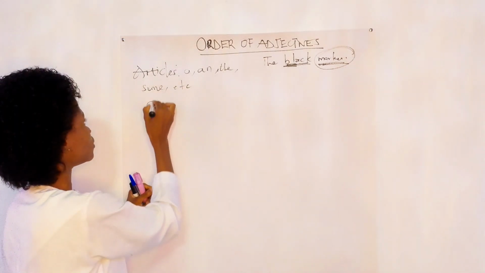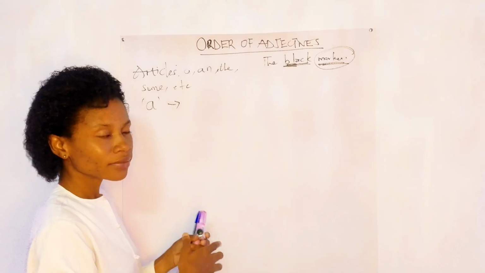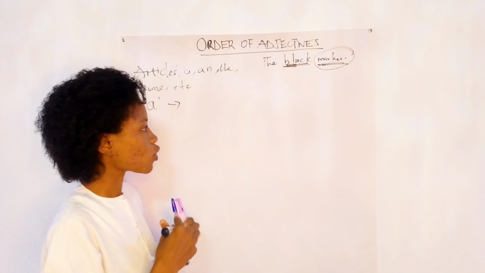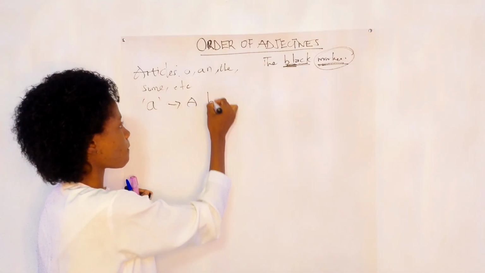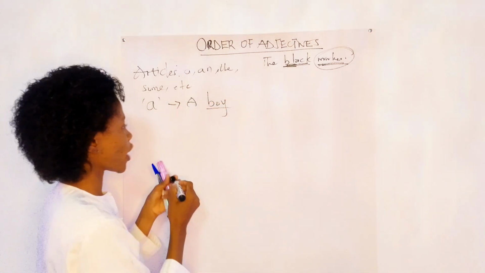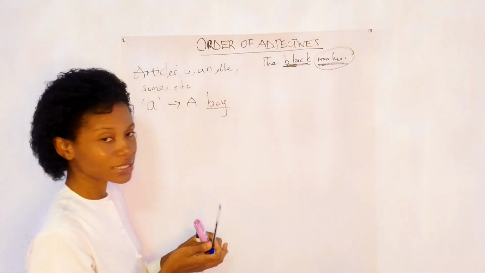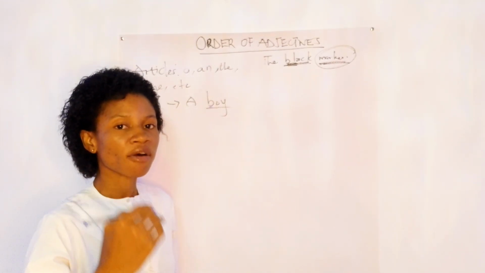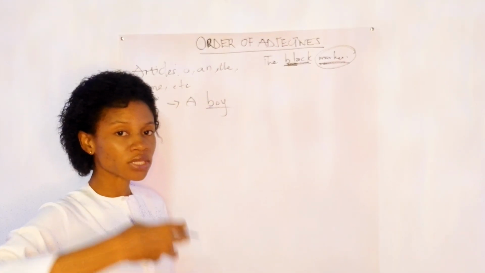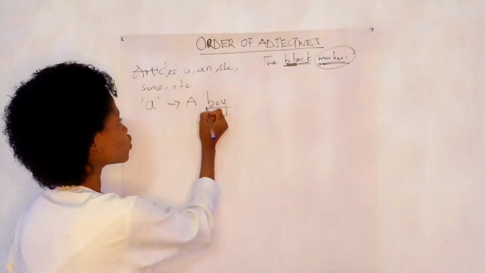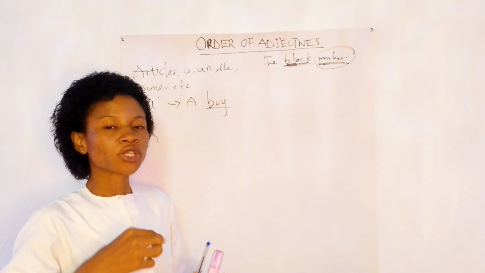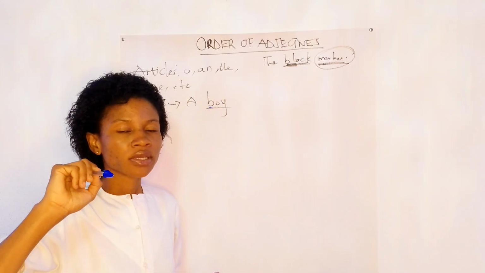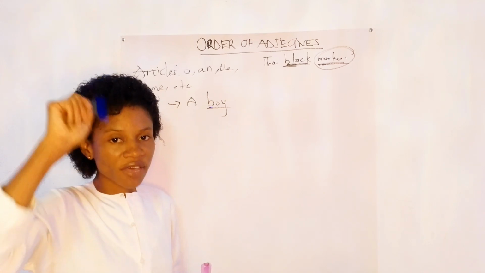You use the article a when the next word begins with a consonant. For example, a boy. The word here is boy, and the first letter is a consonant. Out of the 26 letters of the alphabet, 21 are consonants. Therefore, you should explain to the student that anytime they are using the article a, the next word begins with a consonant.